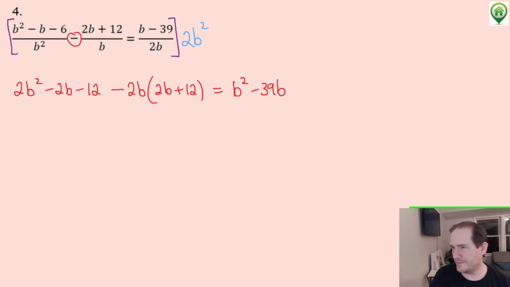Alright, so just to be safe rather than sorry, we're distributing this now, and this will be minus 4b squared minus 24b. And then the rest, just bring it down.